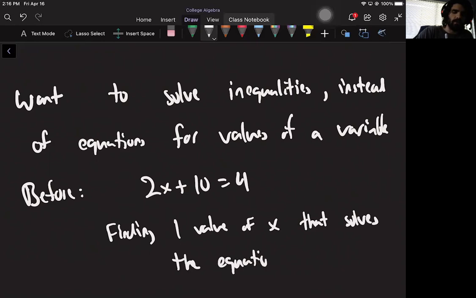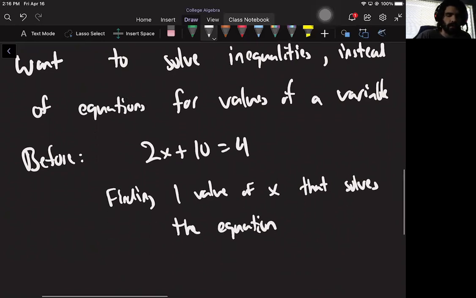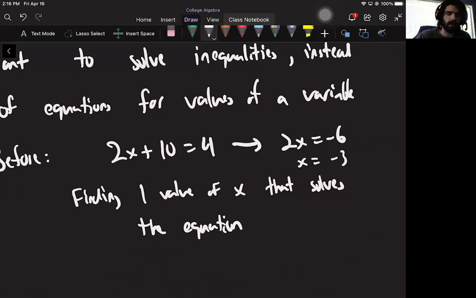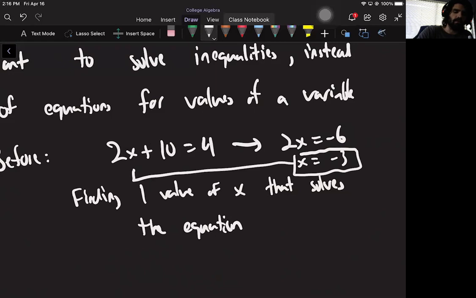That's what you're really doing. And so you do some algebra rules to do it. So like you might subtract the 10 over and then divide by the 2. So then you say that x equals -3 is the only value of x that solves this equation, meaning if I put it back in, I will get 4 equals 4.